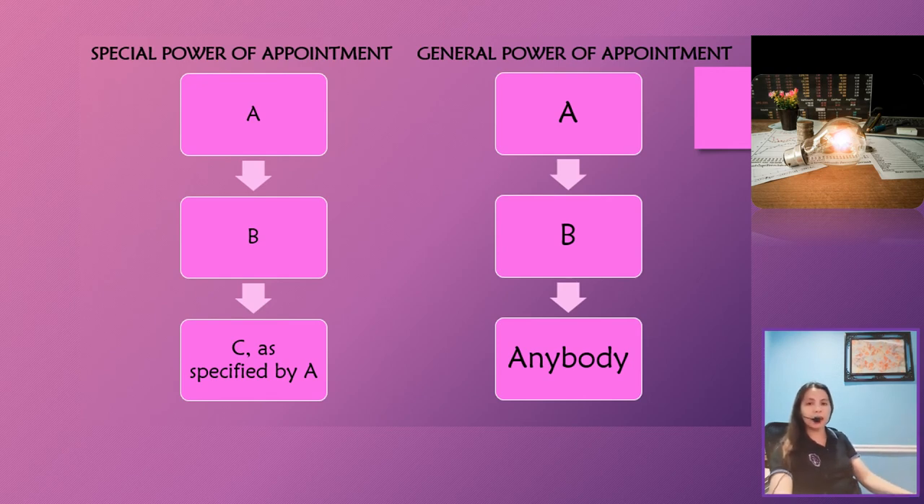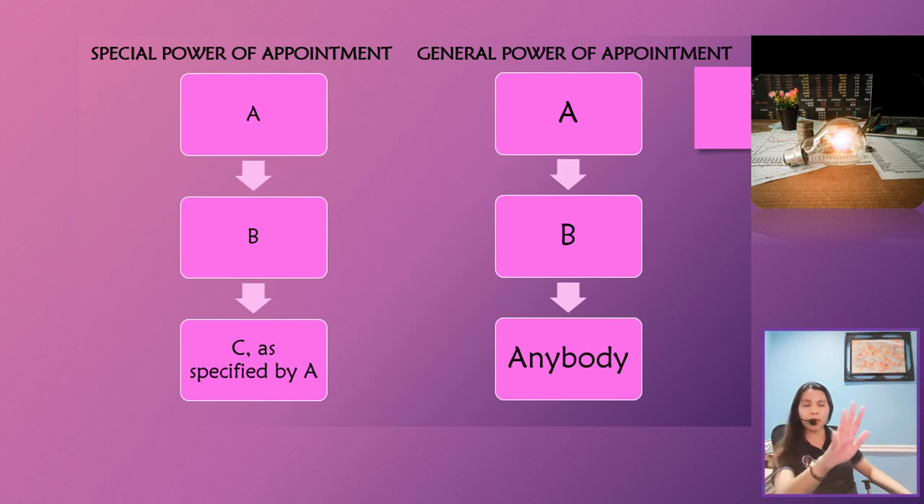Yes. Kasi general yun. But in the special power of appointment, say B dies. Now, in accordance with the deed of donation, na merong condition doon that he can only transfer it to C as specified by A. Or even if it is a last will and testament of A to B, tapos meron doon condition that he can only transfer it to C in accordance with the will of A. B does not have any discretion. Wala siyang freedom to choose who will be the next beneficiary. Would that property be included in the gross estate of B if the power of appointment is special? Answer is no. Exempt transfer yun.